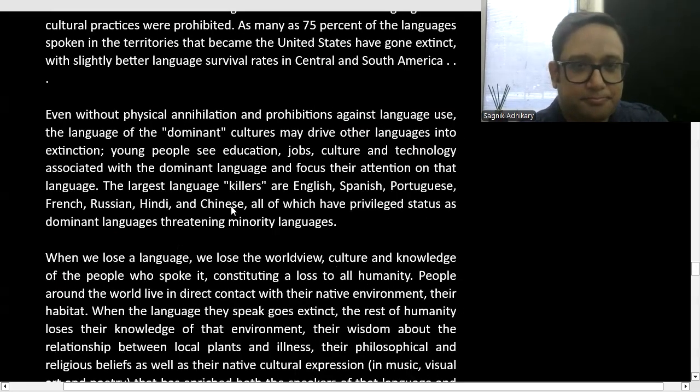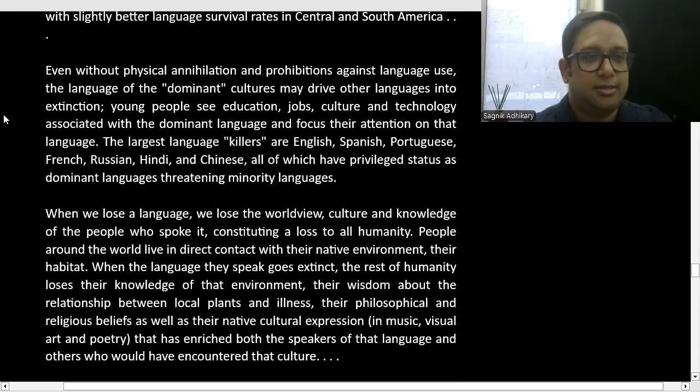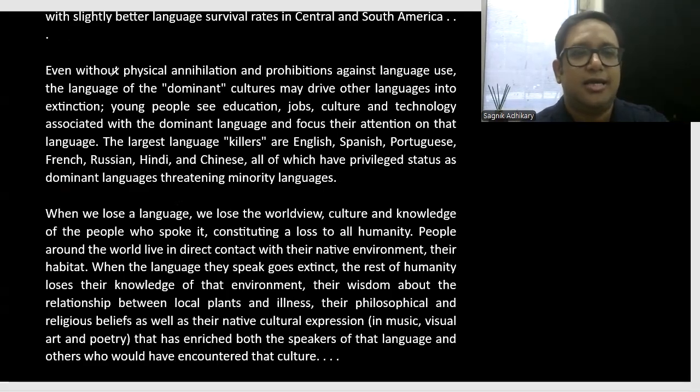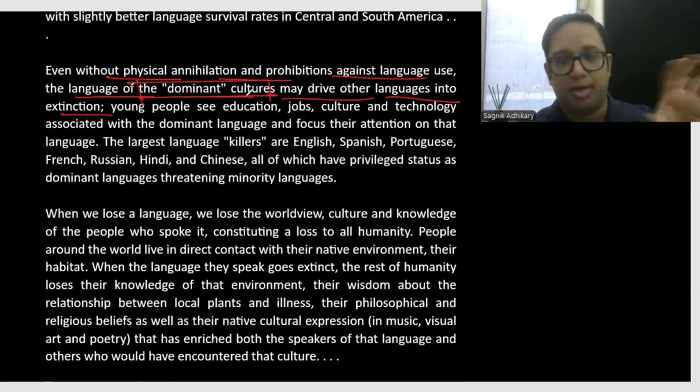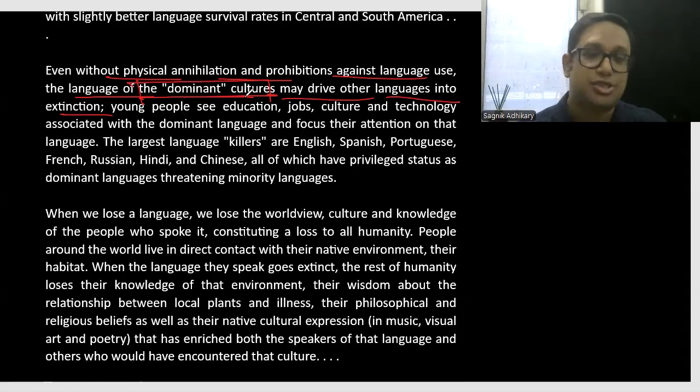Next up, the passage says there are some other reasons. So the second reason is mentioned here. Even without physical annihilation or prohibitions against language use, the language of the dominant culture may drive out languages into extinction. So competition between languages, where one becomes dominant, most commonly spoken, is another reason. The dominant culture, of the dominant language, may drive other languages into extinction.